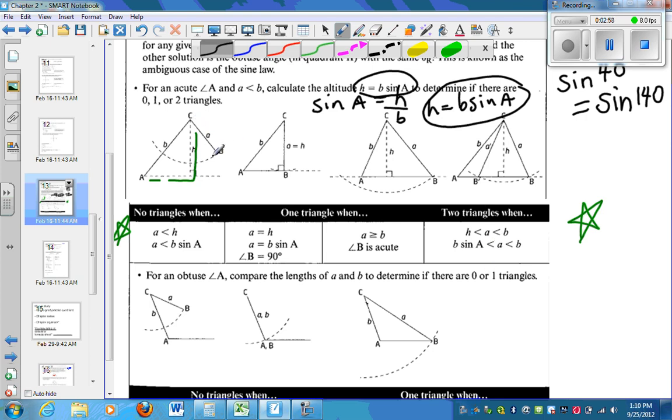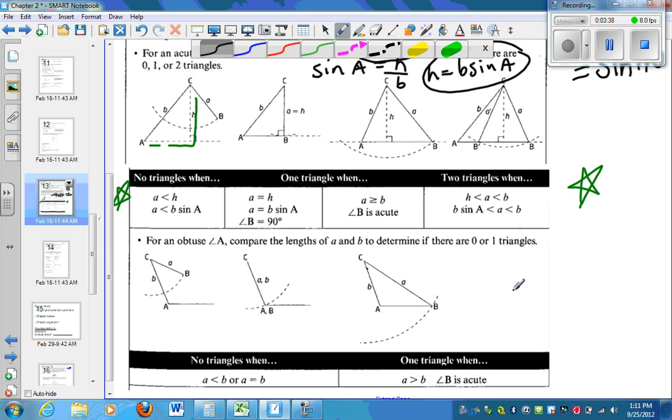If a is too short, no triangle, no matter how much we swing that. Here, if a is exactly equal to the height, there's only one possible triangle, a 90-degree one. If a is greater than b, there's only one, because if we swing it out over here, we're not going to get another triangle. The other case is that the height is less than a, but a is less than b. There are actually two ways that we could get a triangle. We could get this first triangle, or we could swing and get a triangle there.